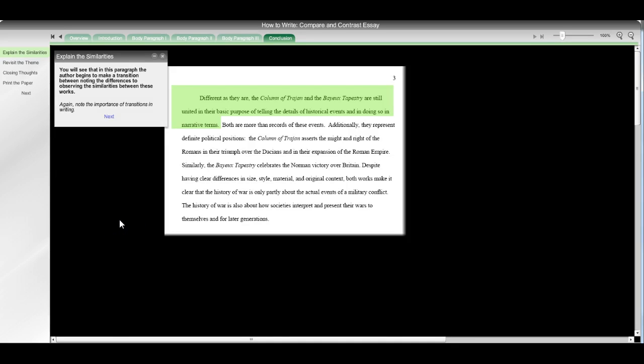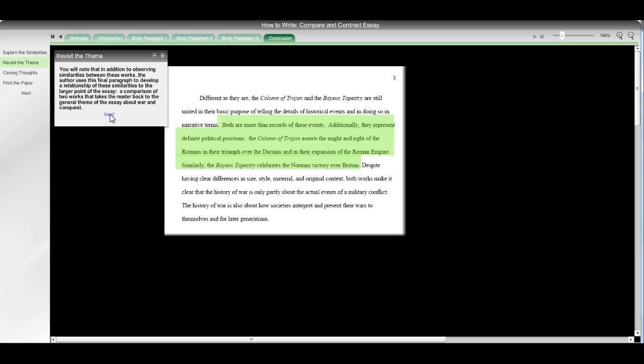Number 16. Explain the similarities. Notice this highlighted area. Different as they are, the Column of Trajan and the Bayeux Tapestry are still united in their purpose of telling the details of historical events, and in doing so in their narrative terms. You will see that in this paragraph, the author begins to make a transition between noting the differences to observing the similarities between these two works. Again, notice the importance of transitions in writing.